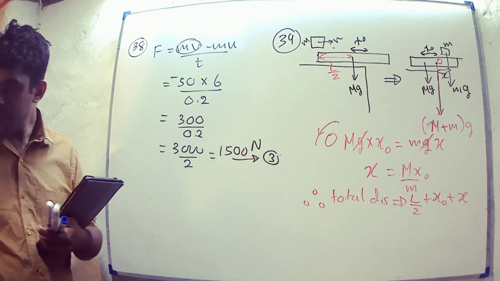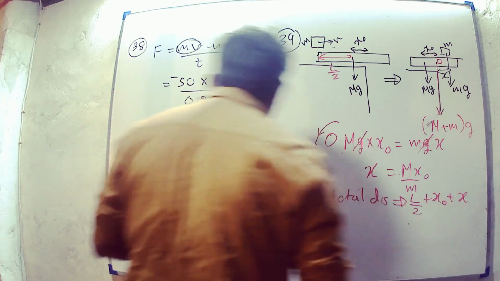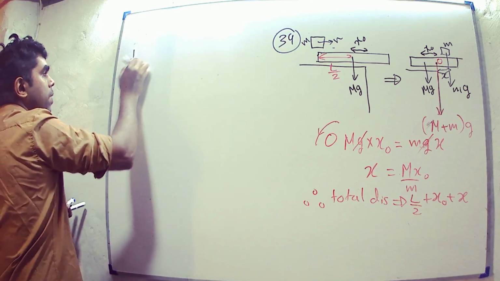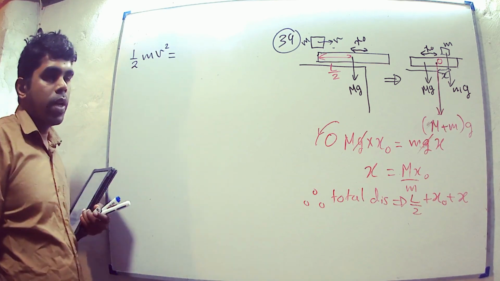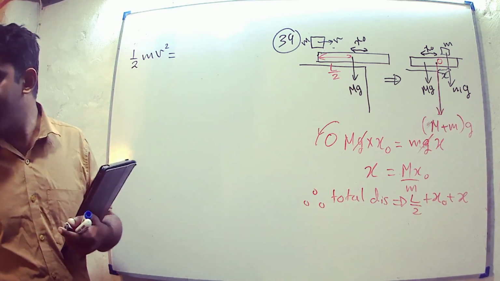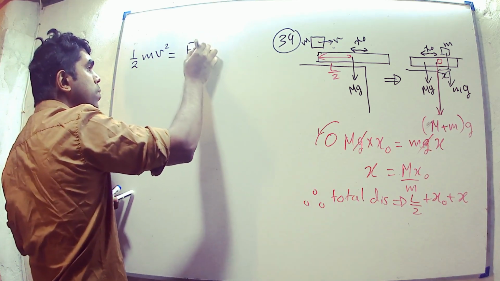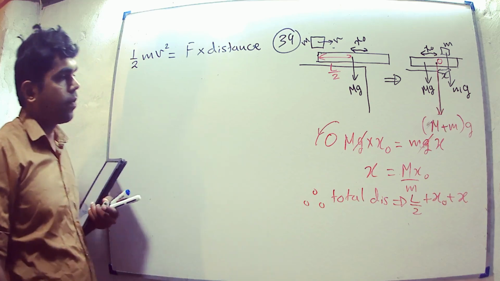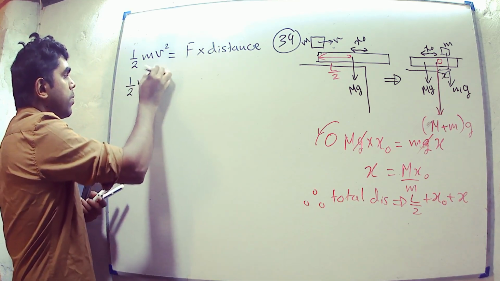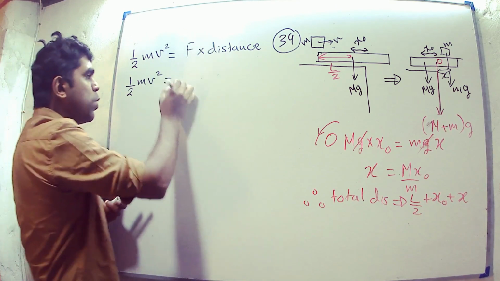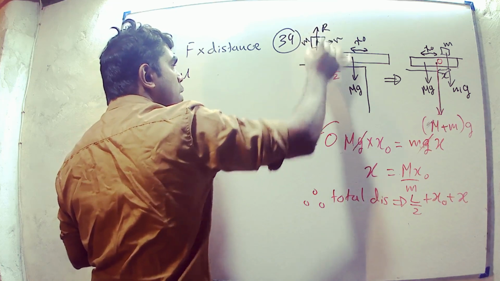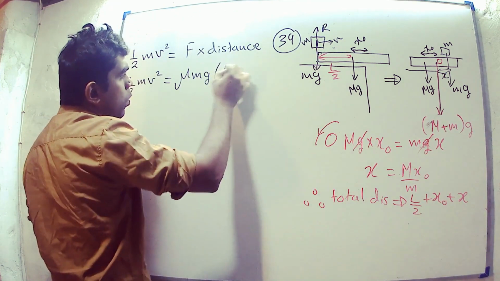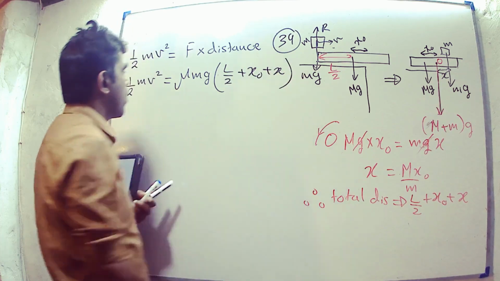Then we can use conservation of energy for the simple m block. It has a kinetic energy in first situation, half mv squared, should be equal to work done against the friction. Work done against the friction is frictional force into total distance travelled by the simple m. Half mv squared, we can write force mu R, mu into reaction on this object. Reaction is mg. Distance is this value, L over 2 plus x0 plus x. We can cancel out m term.